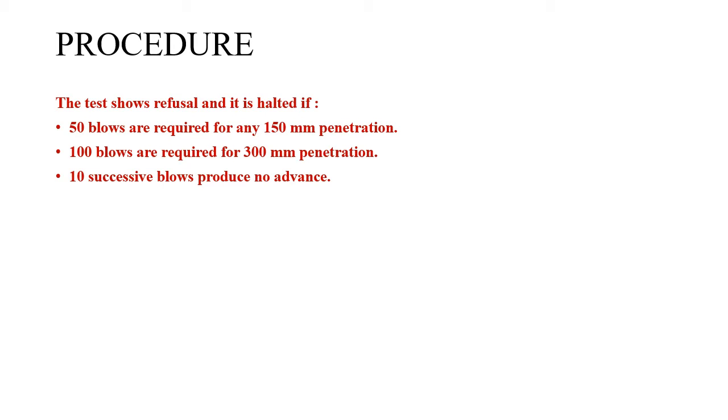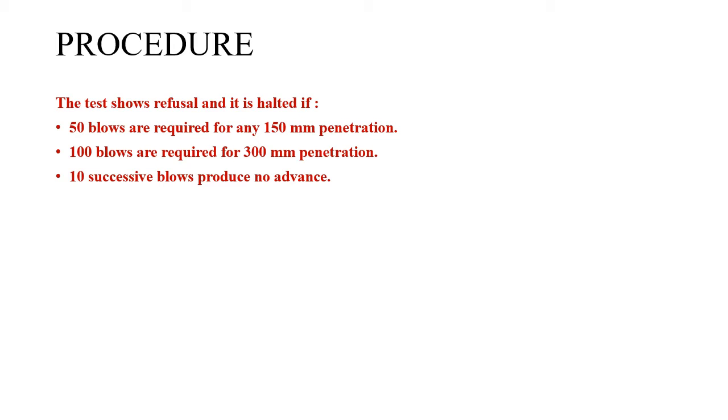Now you will have to halt the test, or stop conducting the test, if you get 50 blows for any 150 mm penetration. That means it is a highly resistant soil, and there's no point in conducting the test. If 50 blows were required for just 150 mm penetration, there is no use in further continuing the test and applying the blows, so you can just halt the test there.